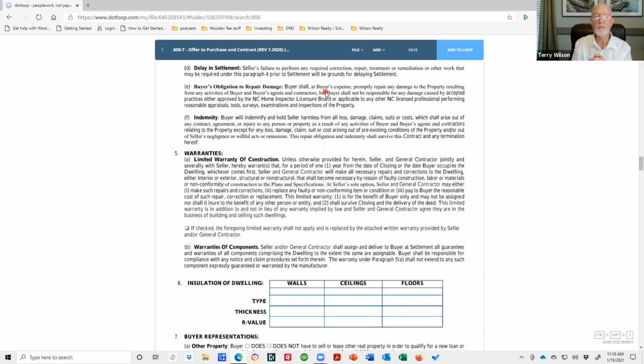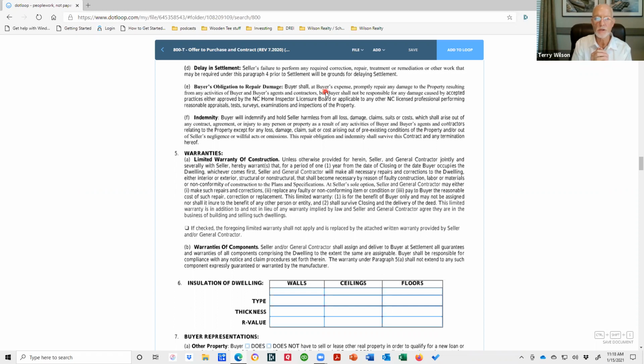The buyer will indemnify and hold the seller harmless for all loss, damage, claims, suits, costs that shall arise out of any contract, agreement, or injury to any person. So the inspector comes on site, the inspector hurts themselves, the buyer is saying to the seller, not your fault, we're not going to hold you accountable. That'll be, outside of that.